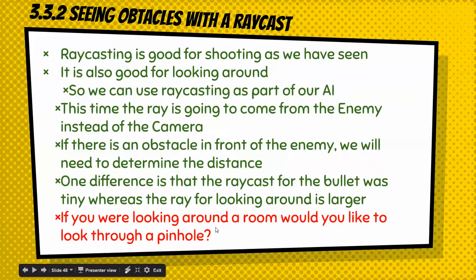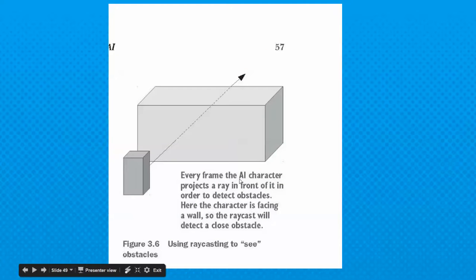So every time the character projects a ray in front of it, by the way, it's going to be thicker than this little line. Here the character is facing a wall, so the ray cast will detect a close object. If it's close enough and he hits the object, he's going to turn.